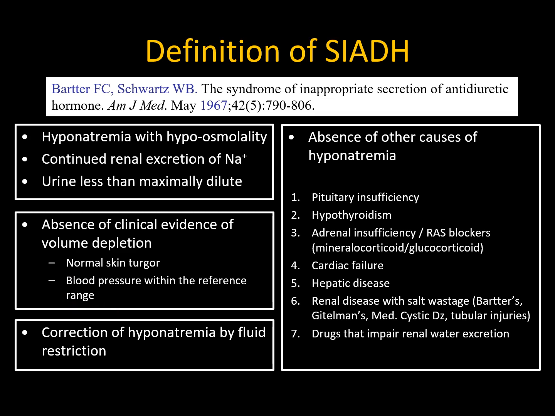And this should also be diagnosed in the absence of other causes of hyponatremia, such as in pituitary insufficiency, hypothyroidism, adrenal insufficiency or RAS blockers, cardiac failure, liver disease, renal disease with salt wasting, as well as any drugs such as diuretics that impair renal water excretion. The correction of hyponatremia is, of course, by fluid restriction.